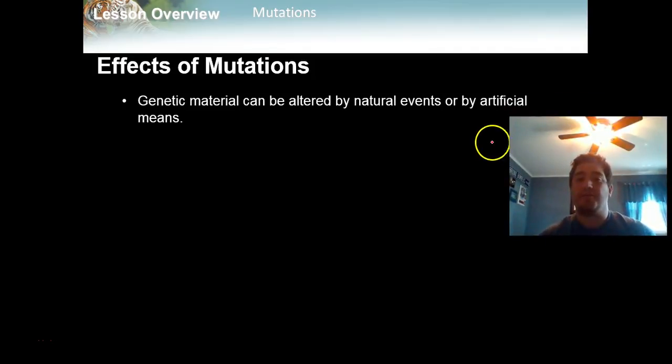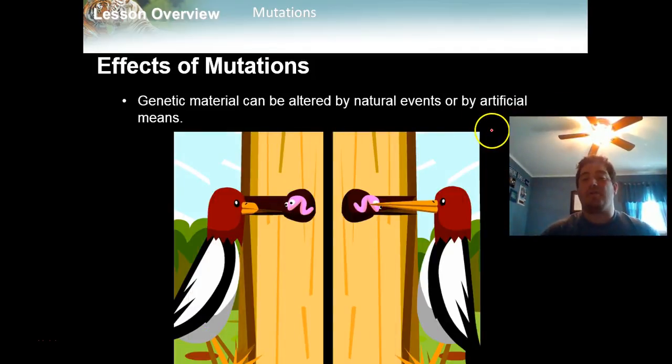Genetic material can be altered by natural events or by artificial means. So we'll talk about how some of these mutations happen in a second. Sometimes they just happen by accident. Sometimes it's something in nature. And they're not always bad, right? A mutation is not necessarily a bad thing that's going to cause an organism to die right away.